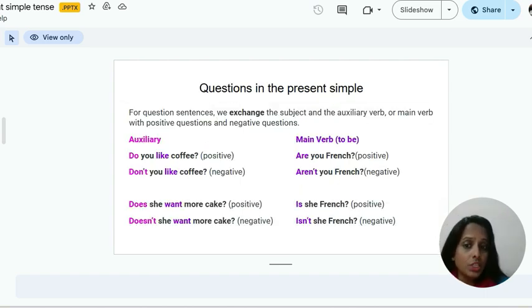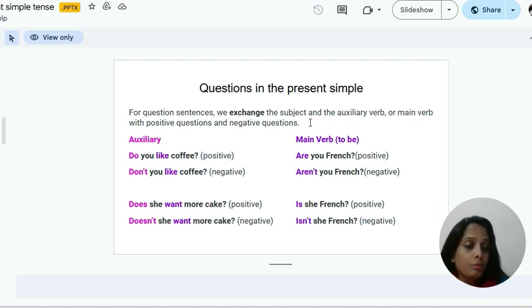Questions in the present simple tense. For question sentences, we exchange the subject and the auxiliary verb or main verb, with positive questions and negative questions. For auxiliary verbs, positive, we can use, do you like coffee? Don't you like coffee? This one is negative. And does she want more cake? This is the positive sentence. Doesn't she want more cake? This is the negative sentence. So this is how you can make questions using positive and negative simple present tense.